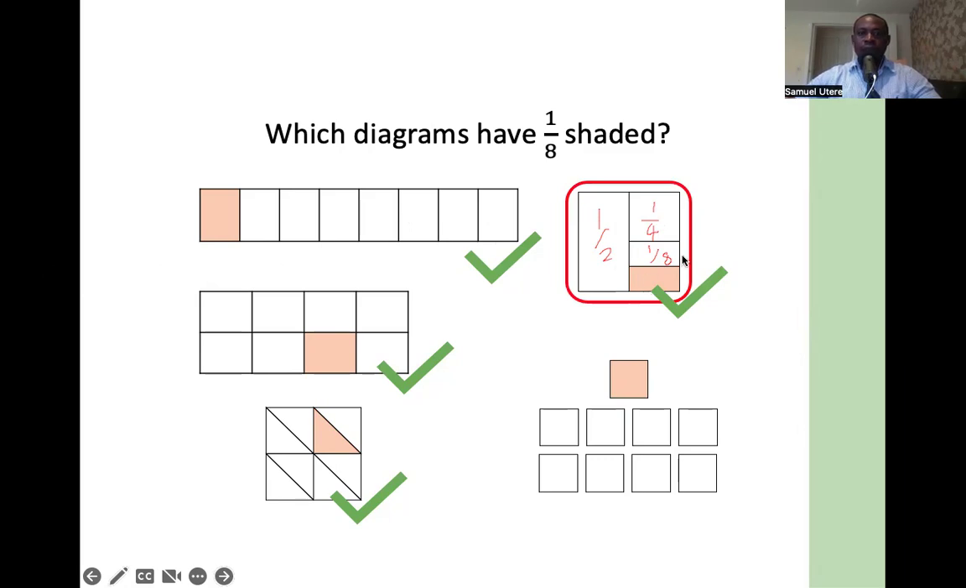But looking at the last one, we can see that we have 9 squares, but we have one shaded. So this is not 1/8, this is 1/9. So that's not part of the 1/8 shapes that we have around.